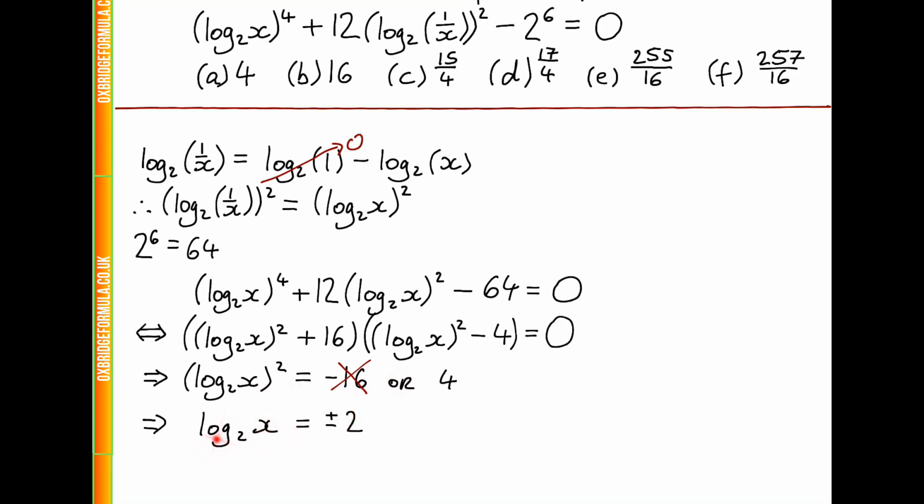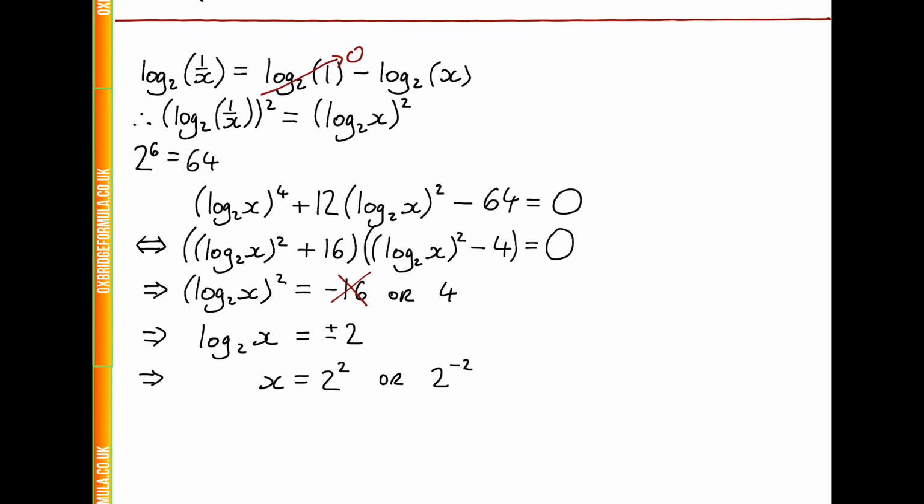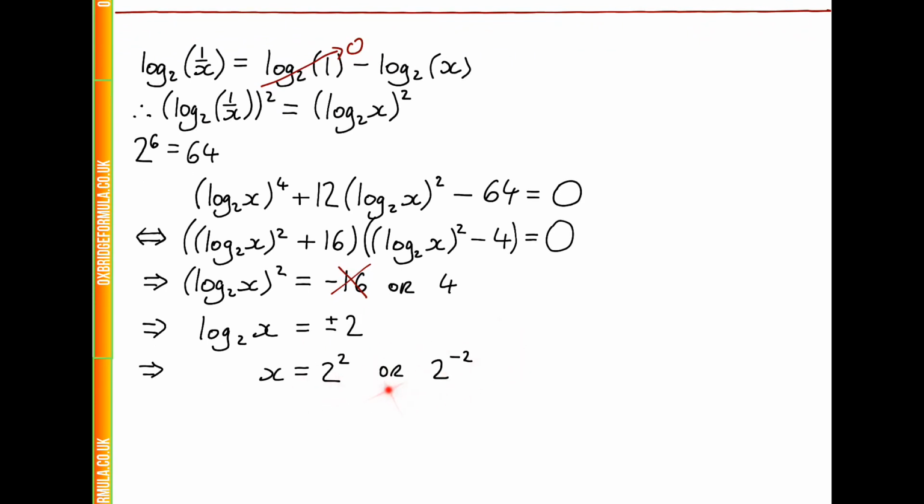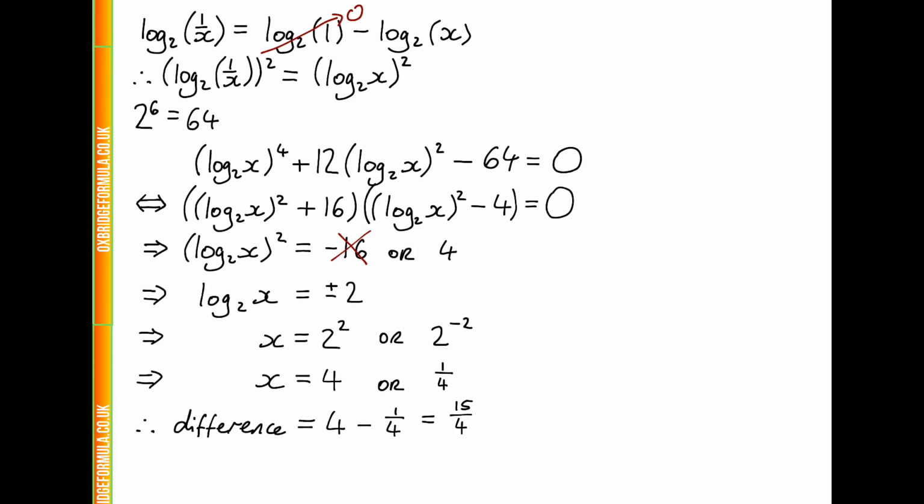So now that we know this, we can raise everything to the power of 2 and see that therefore x is equal to 2 to the power of 2 or 2 to the power of minus 2. And indeed we can find both of these values. 2 squared is 4 and 2 to the minus 2 is 1 over 2 squared, so it's a quarter. And therefore what the question asks us to find is the difference between the two solutions to this equation. So we can find that, and it asks us to find the positive difference. We want to take the smaller one away from the larger one. So that difference is 4 minus a quarter, and that's just equal to 15 divided by 4. So if you look at the options from the start of the question, this is just option C. So our answer is C.